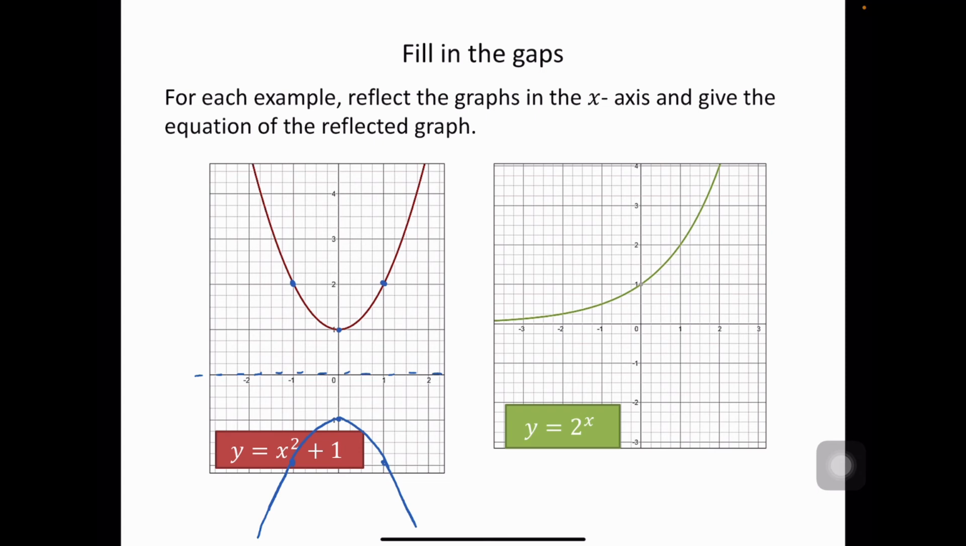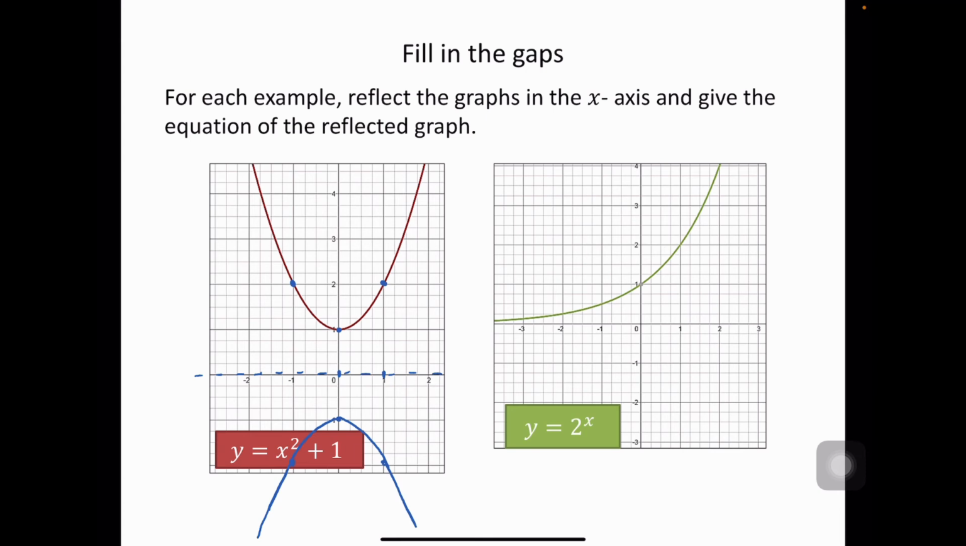And again, as you can see, the x values aren't changing at all. This x value is staying the same, the x value here is staying the same, but the y values are changing, and specifically the y values are becoming negative. So let's write the equation as well.